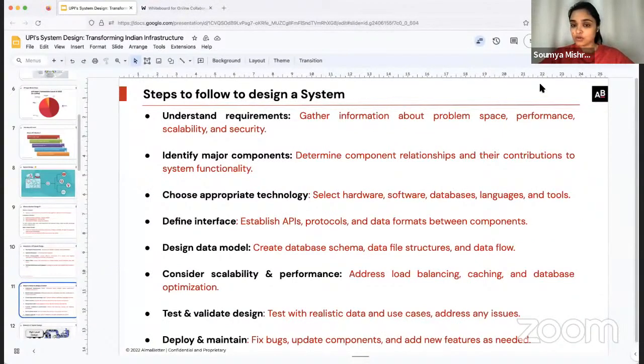So, steps to follow when you do a system design. Again, these steps are not specific to UPI system design. The same steps can be extended to any system design that you would be doing. I'm saying it again and again because this is the truth.